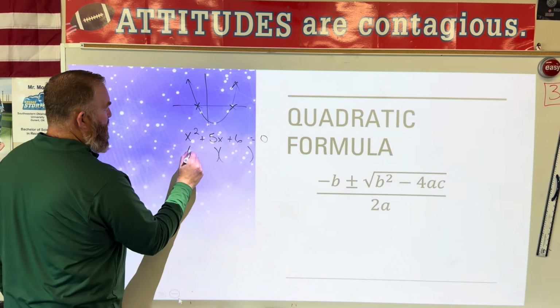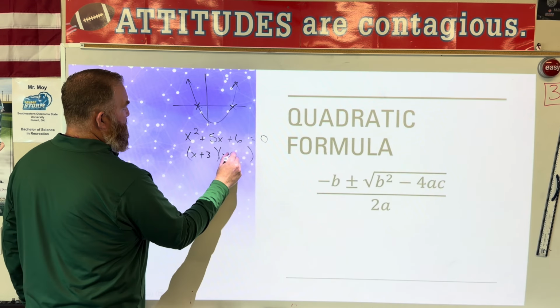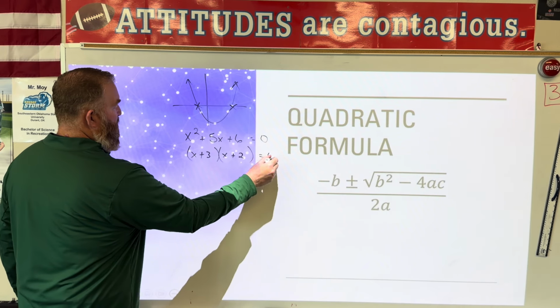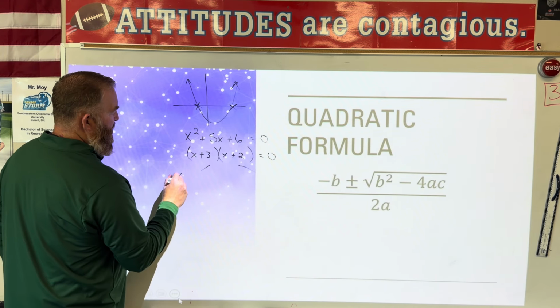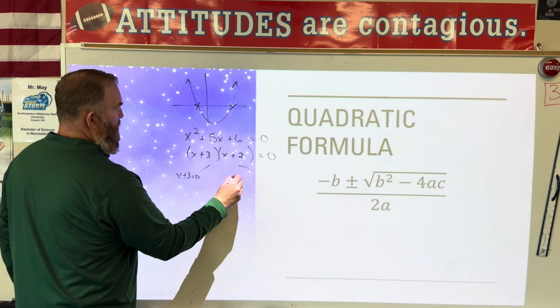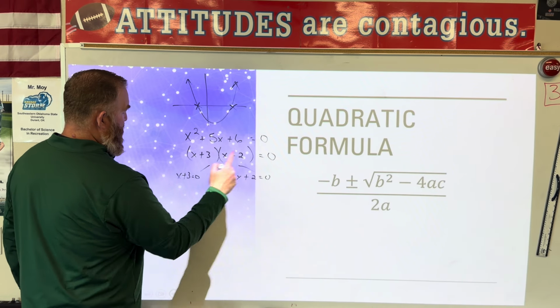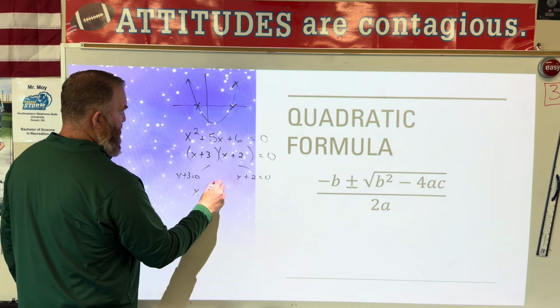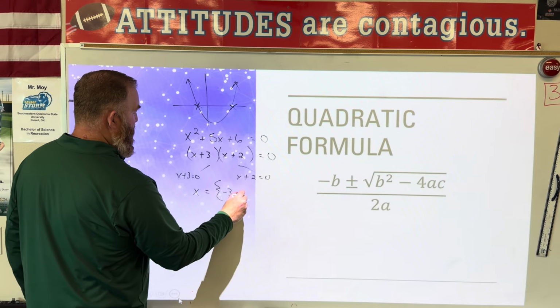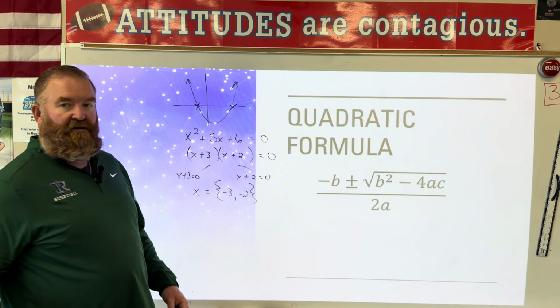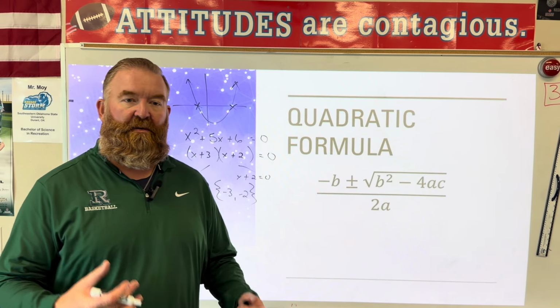And we would factor this, and we had x plus 3, x plus 2, and we would set them both equal to 0. So we had x plus 3 equals 0, x plus 2 equals 0. And we solve it, and we get x is, and then our list was -3 and -2. You guys remember doing this? Okay, I see some nodding.